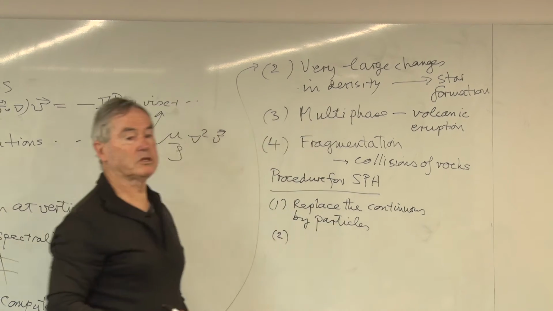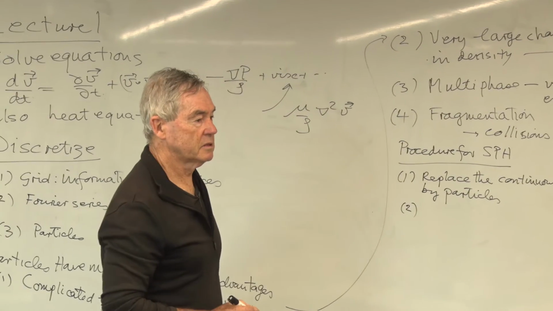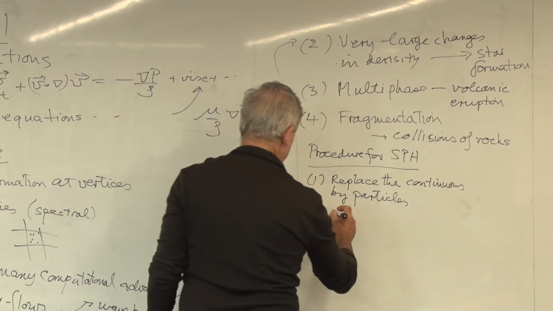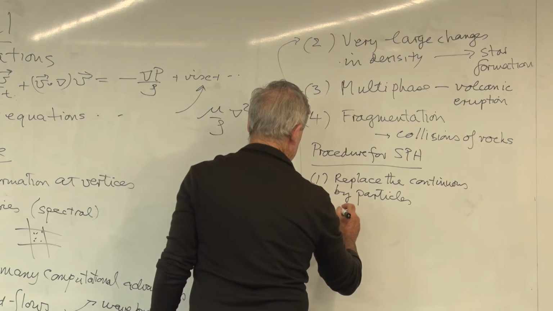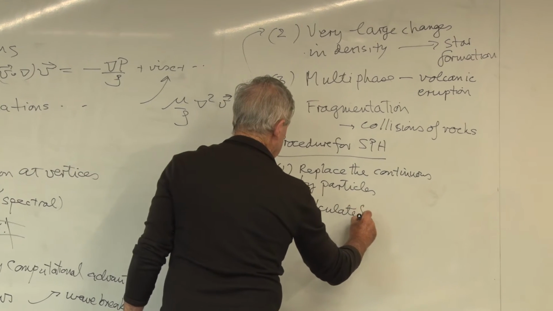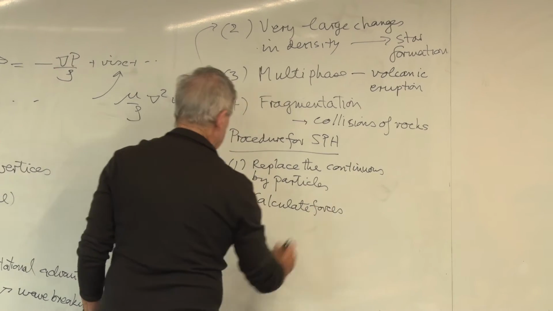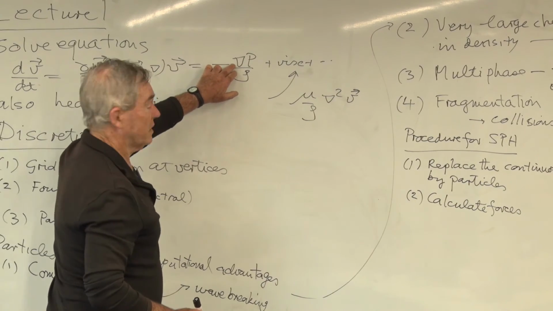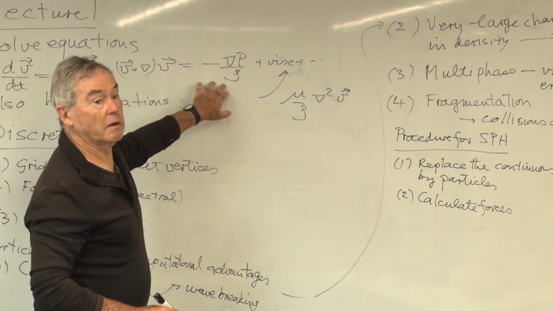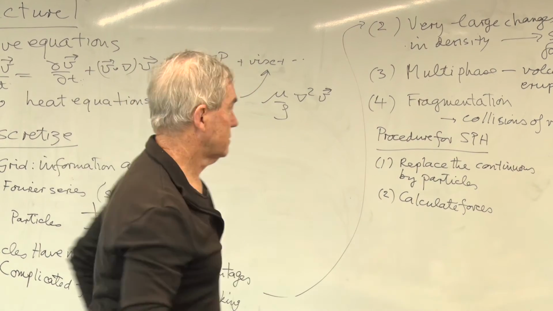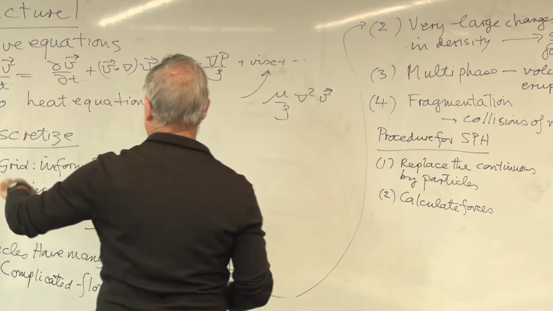We have a prescription for getting the forces for the particles. I mean, there are forces here. We need to calculate the forces, so we need some procedure for doing this. The simplest procedure would be to say, well, we want to find grad P, and we want to specify initial density, and then we'll work out the density.